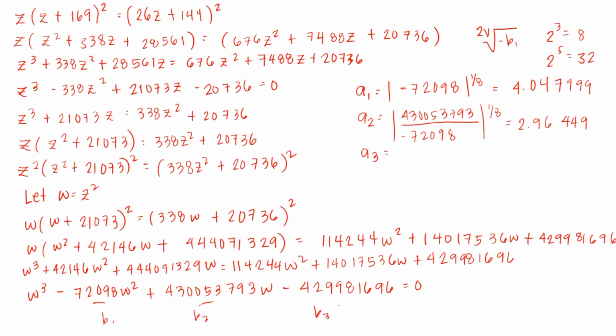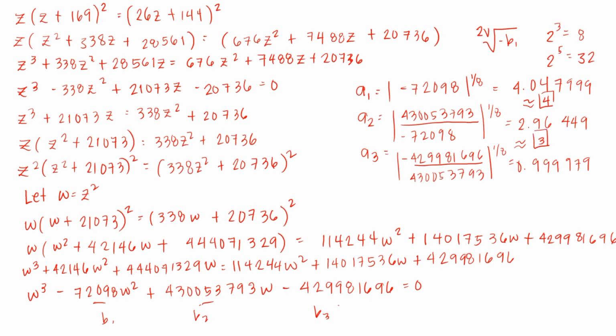And our a sub 3 is b sub 3 over b sub 2. Okay, so this is b sub 1, b sub 2, b sub 3. So, that would be negative 429981696 over 430053793 raised to 1 over 8. And that is equal to 0.999979. Okay? So, as you can see, our a sub 1 can be approximated into 4.